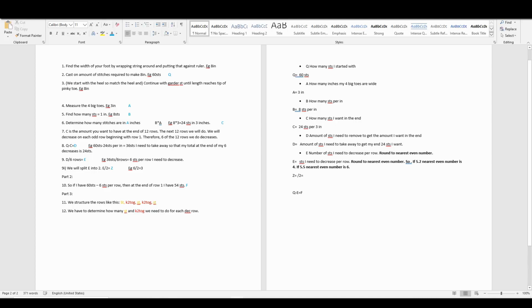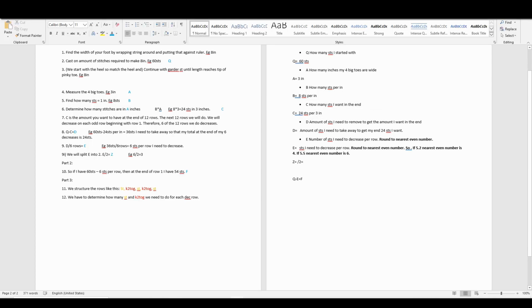Yours could be completely different numbers. Yours could be 20 stitches per 5 inches. It could be 10 stitches per 2 inches. Whatever that number is, that's what you want to write down for C. So C equals the amount of stitches that I want at the end of 12 rows. So that's what we just figured out. At the end of 12 rows, I want a total of 24 stitches.